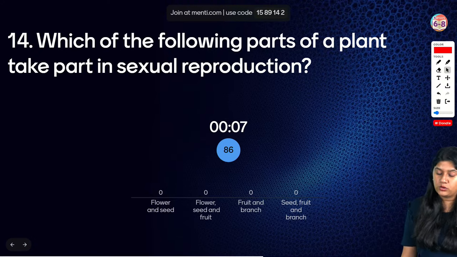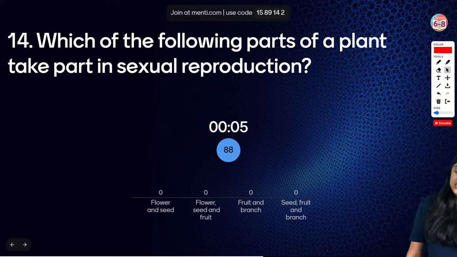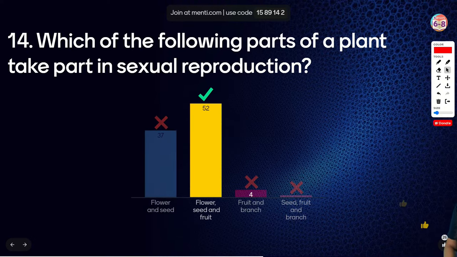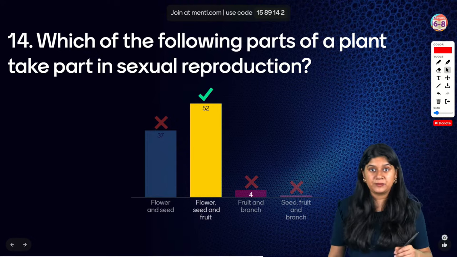Yes, everyone, take a look over here. I can see that many of you will get confused between option A and B. But of course, we have just one correct answer. Very good, everyone. Option B is correct.